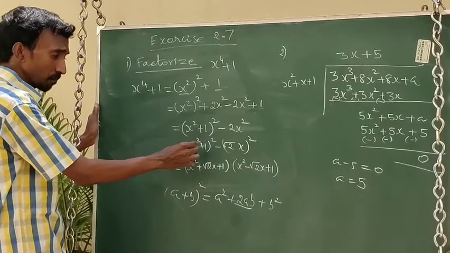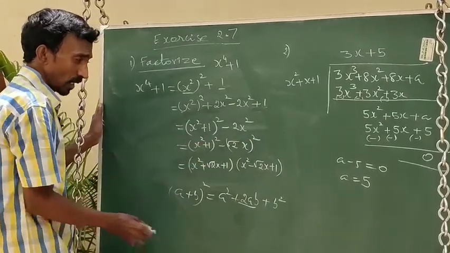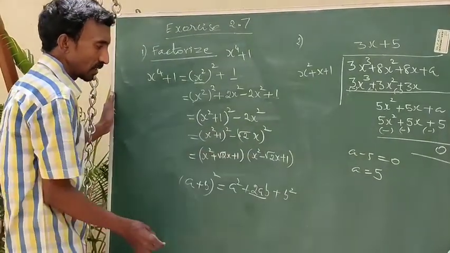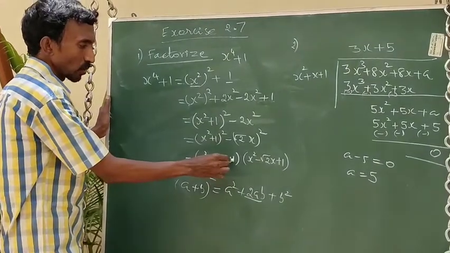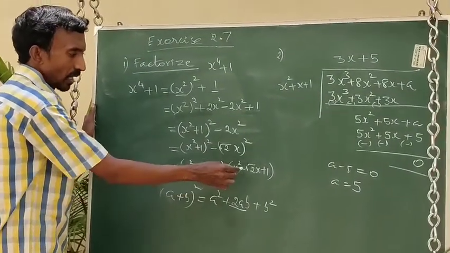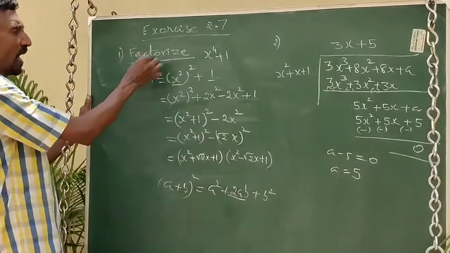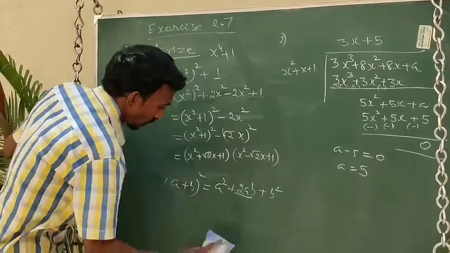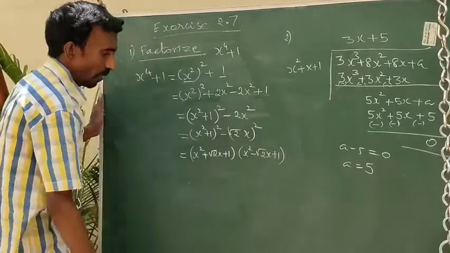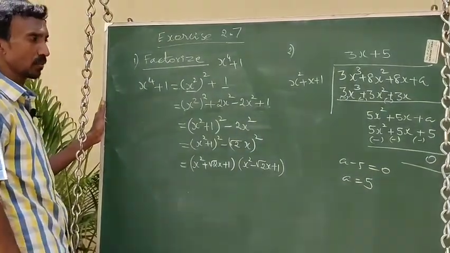It is of the form a square minus b square. It is a plus b into a minus b. So a is x square plus 1, b is root 2x. Here plus b, minus b. So we factorize. So we are using two identities: a plus b the whole square, and a square minus b square.